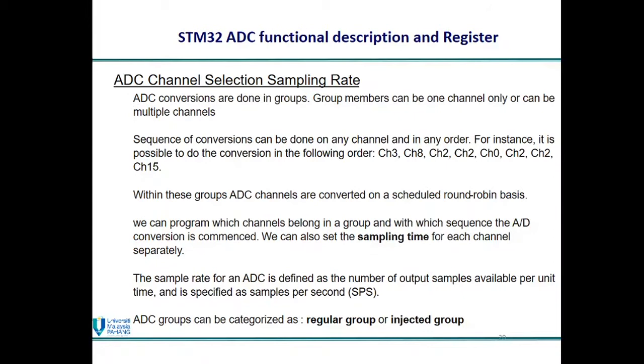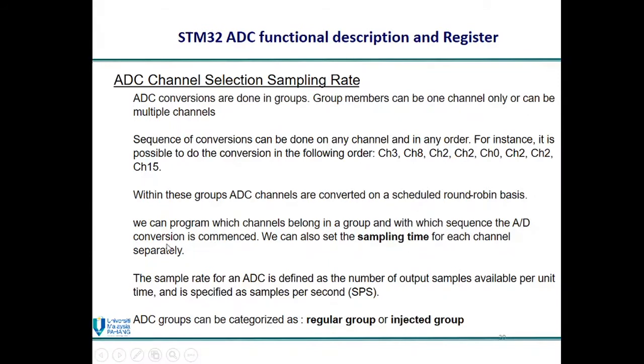Within this group, ADC channels are converted on a scheduled round robin basis. So we can program which channels belong in a group and in which sequence the ADC conversion is done. We can also set the sampling time for each channel separately. The sampling rate is defined as the number of output samples available per unit time and is specified as samples per second.